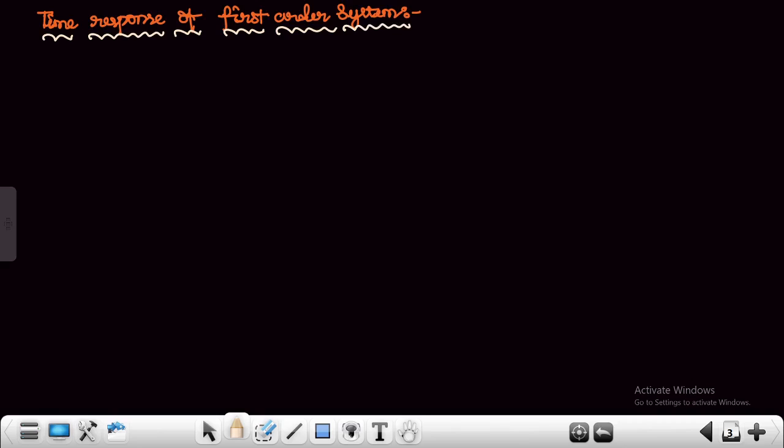So let us consider G of s. Here it will be equal to 1 by sT. I am considering sT here, because it is a first order system, we have considered it like this. So it is the first order system.